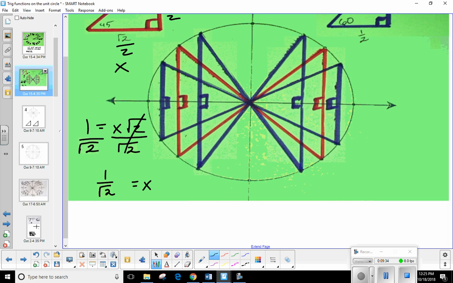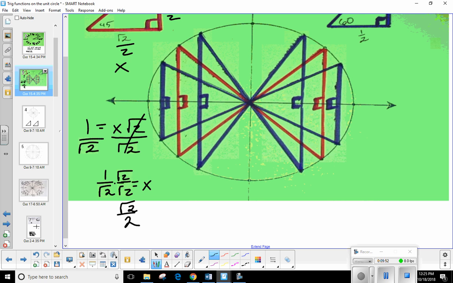But what do we like to do when we see a radical down below? Yeah, we like to rationalize it. So square root of 2 over square root of 2. Well, let's see. 1 times the square root of 2 is the square root of 2. But what's the square root of 2 times the square root of 2? 2.